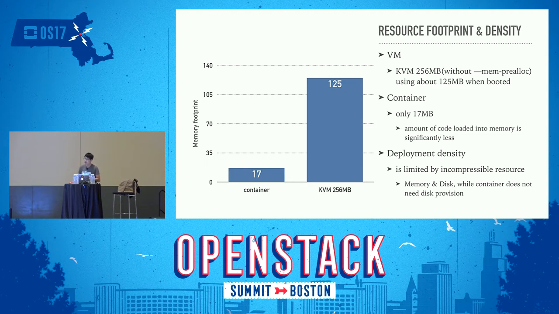So for virtual machines, according to the paper from Intel, KVM actually requires on average about 125 MB of memory when booted. But compared to that, a container only requires about 17 MB of memory. That's because the amount of code loaded into memory in a container is very, very limited. It's significantly less because it does not have to run a guest operating system. So that's the reason, and that's why we say the container can bring you a much higher deployment density.